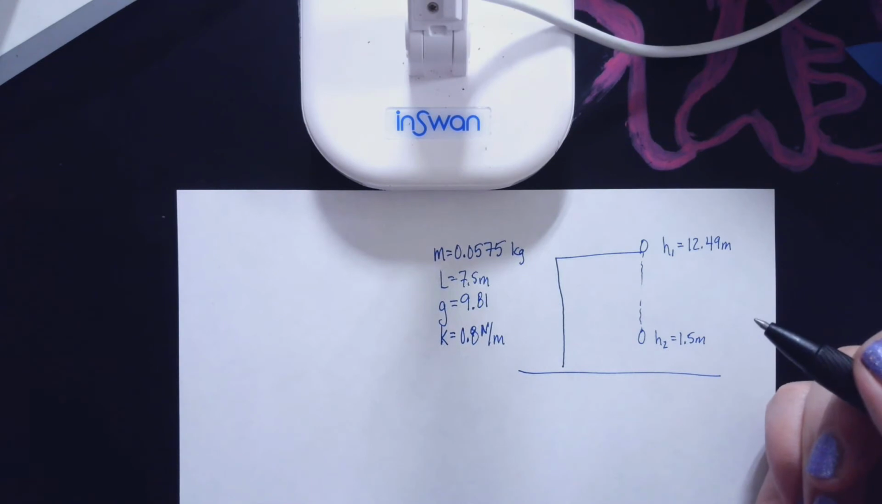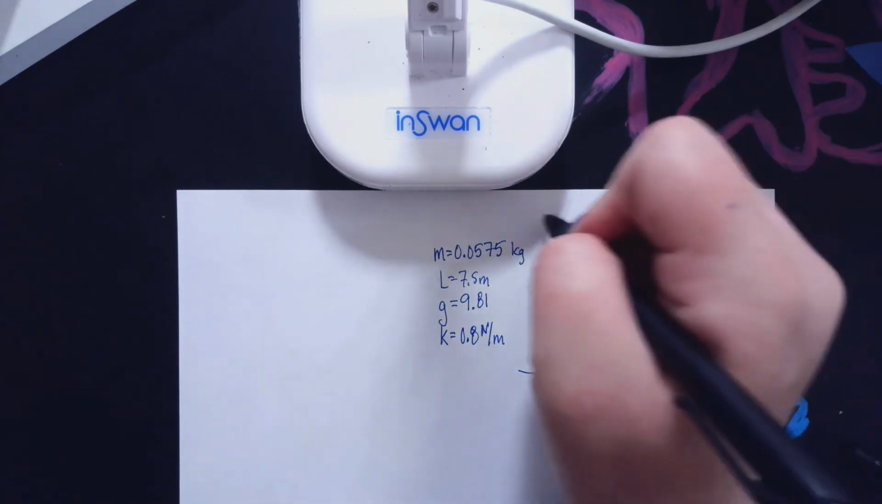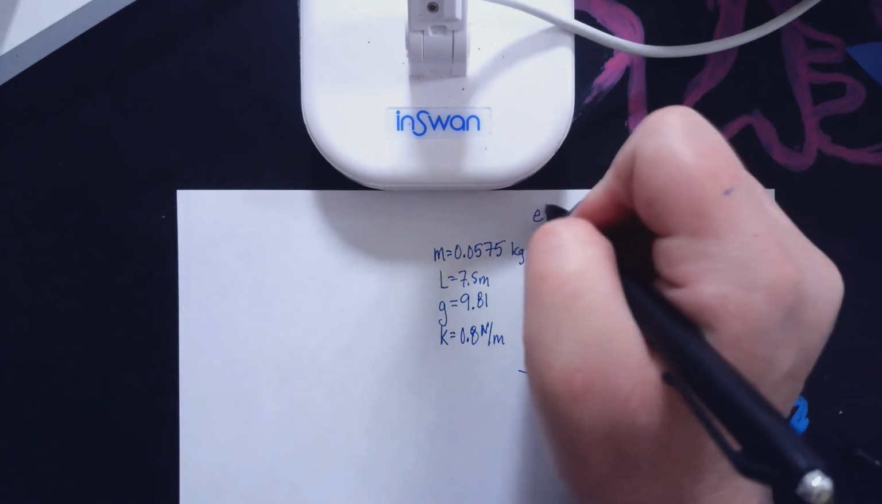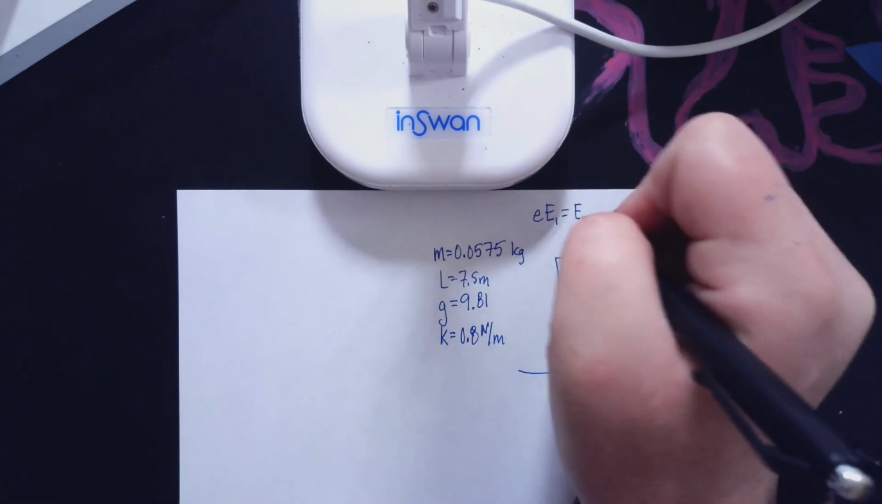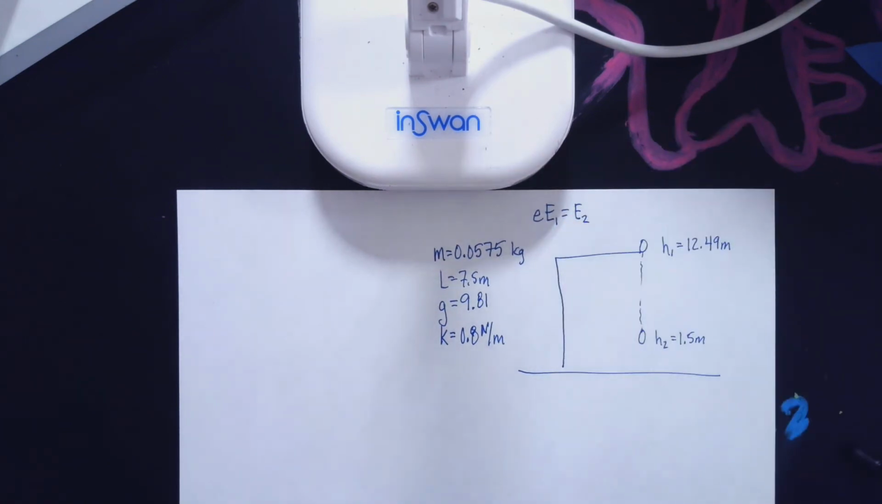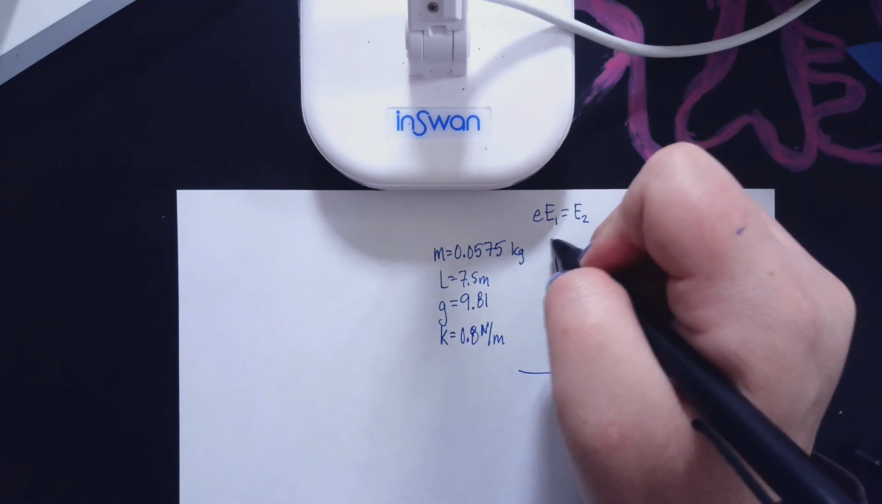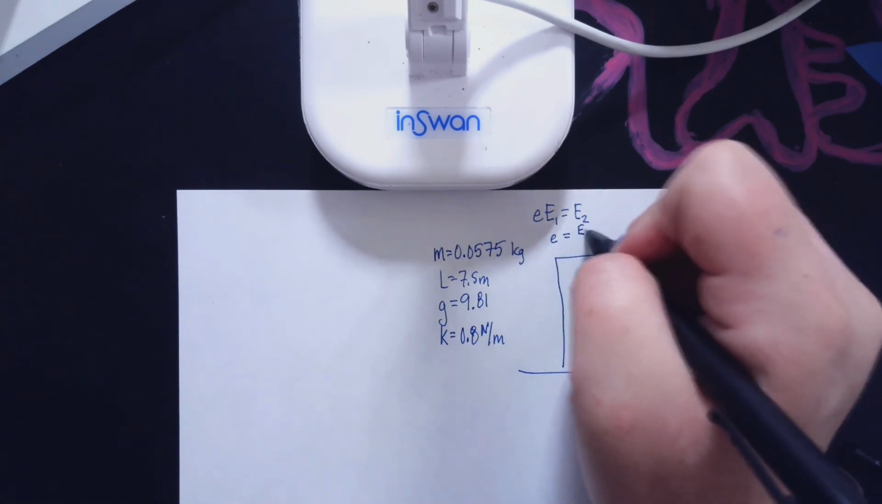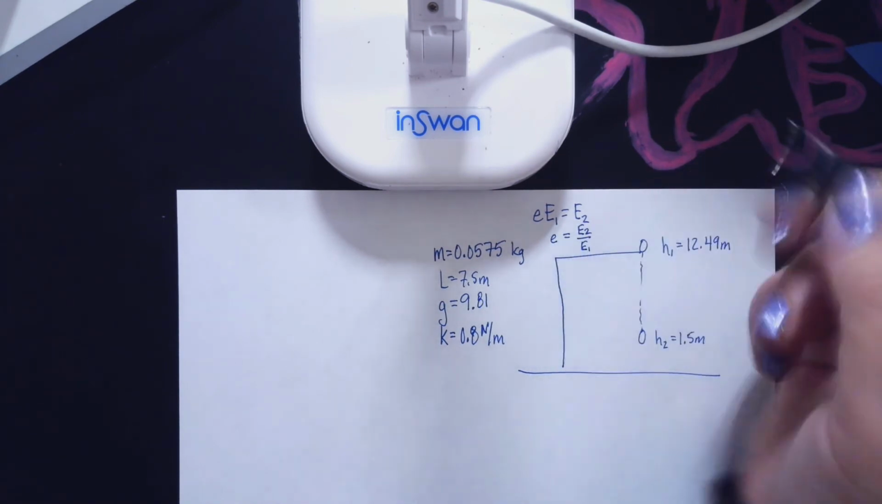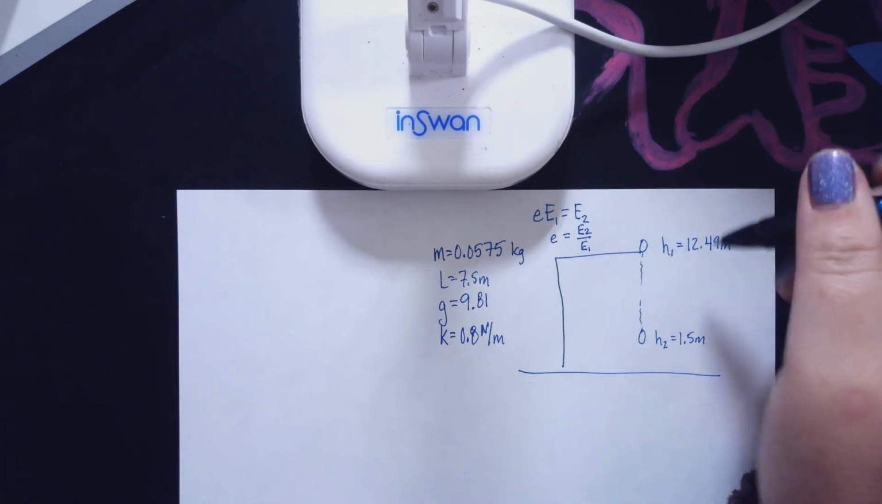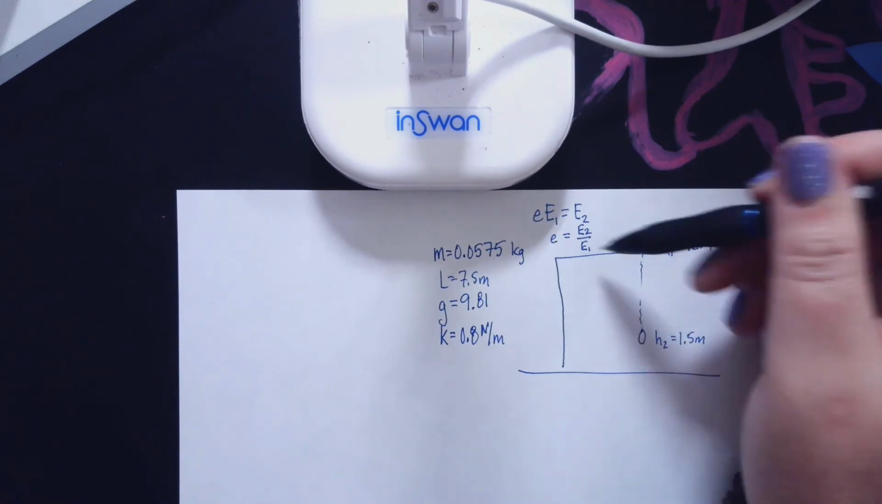So what we're going to do is go through the efficiency calculations. We do little e times E1 is equal to E2. And we solve for little e, which just means that little e is equal to E2 divided by E1. So the total energy up top is E1, the total energy down here is E2.